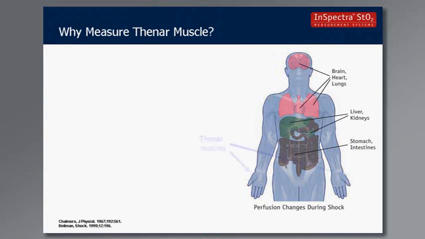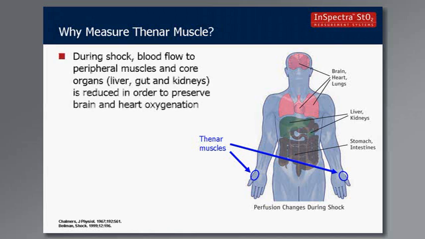Now, StO2 is measured in the thenar eminence, a group of muscles at the base of the thumb. This may seem like an unusual place to measure tissue oxygenation until you consider the redistribution of blood flow that occurs during shock. During shock, blood flow to peripheral muscles and even some core organs like the liver, gut, and kidneys is reduced or diverted to the brain and heart to preserve oxygen delivery. The thenar muscle group is an easily accessible peripheral muscle bed.